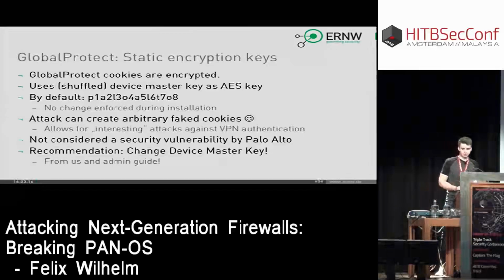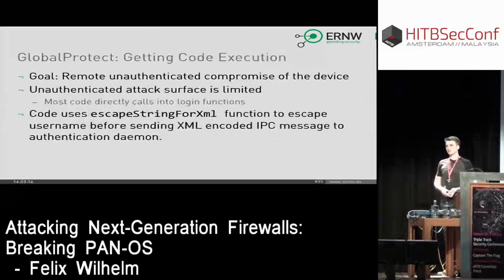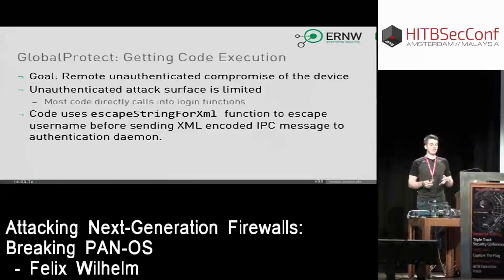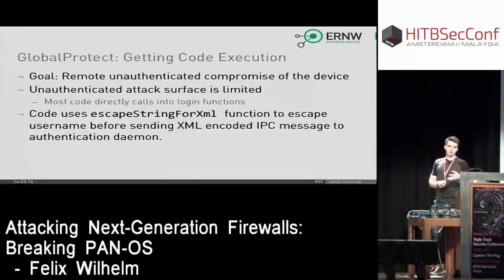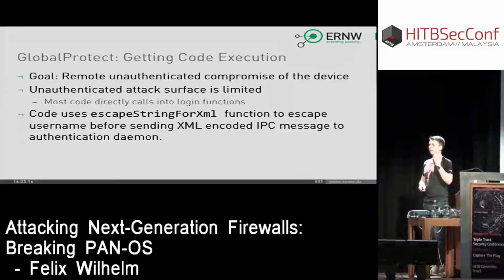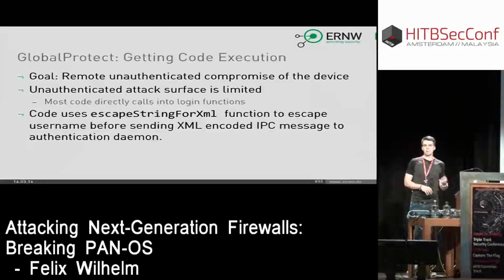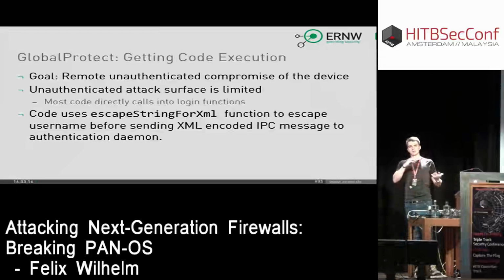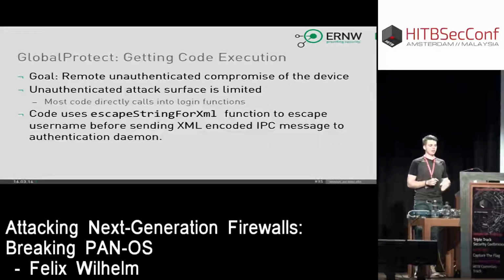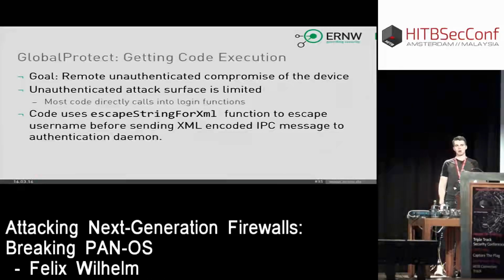in the latest versions. Now, these are kind of interesting and fun bugs, but the end goal of this whole GlobalProtect stuff is that we want to get an unauthenticated remote compromise of the device. And again, most of the code you can trigger is hidden behind login functions. So if you don't have any VPN login, you don't have a lot of attack surface to play with. But there is a really interesting function.